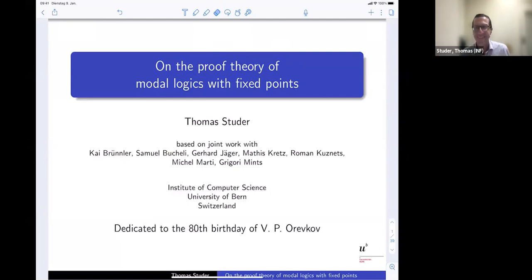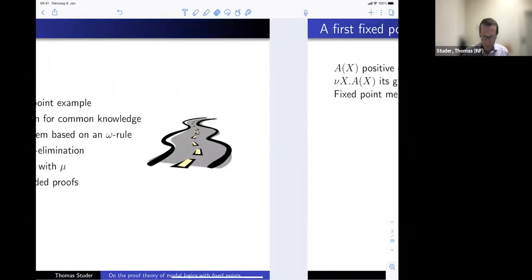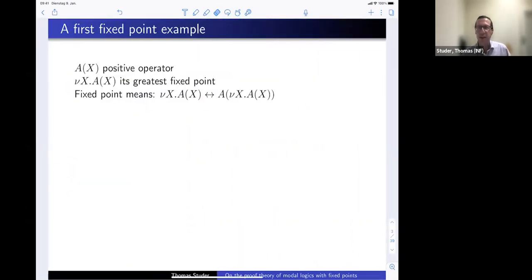Thank you very much. So we have already heard Daniar's talk, the first talk today, who talked on algebraic and topological models of common knowledge. My talk is now concerned with the proof theory of common knowledge and other modal logics with fixed points. So that's the plan. We will study various systems for common knowledge, also for the new calculus, and study their proof theoretic properties. But I'd like to start with an example of how these fixed points work.